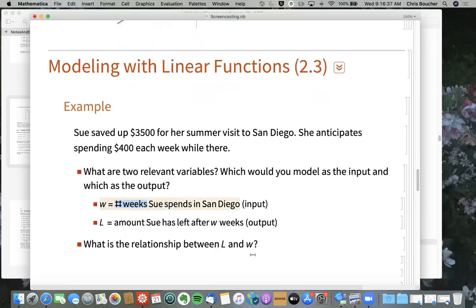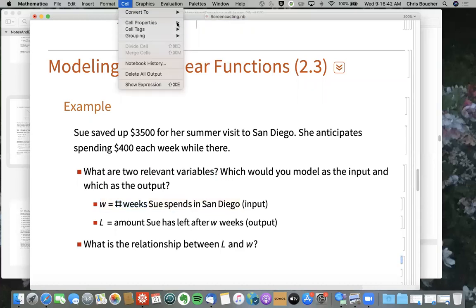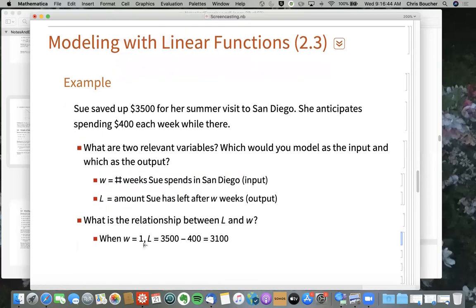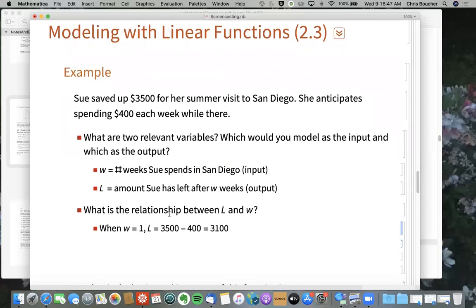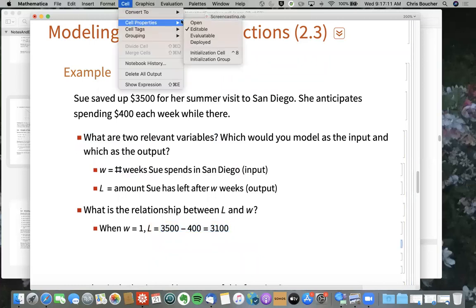Okay, so what is the relationship between L and W? L is my output variable, W is my input variable. Well, if you can determine this right off the bat, that's great. If you're a little bit stuck, then pick some easy values for the input variable and figure out what the output is, and do that for a couple different values and see if you can see the pattern, right? So when W equals 1, she spent 1 week in San Diego, which means she spent $400, and she started with 3,500, so she's down to 3,100, right? So when W equals 1, L is 3,100.